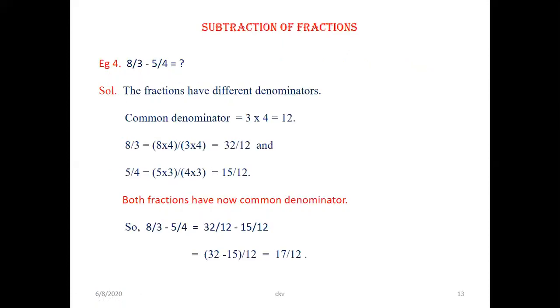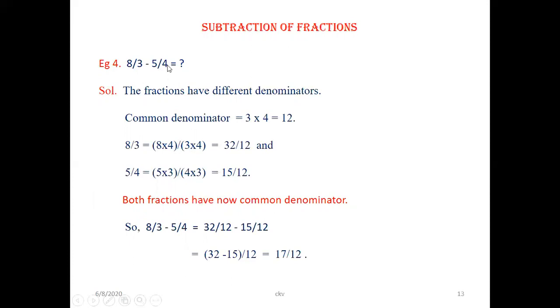Now let us move to the next case, where you are again finding the difference of two fractions, that is, subtraction of 5 by 4 from the fraction 8 by 3. Here 8 by 3 is a fraction whose numerator is 8 and denominator is 3, whereas in the fraction 5 by 4, numerator is 5 and denominator is 4. Now you are finding the difference. What do you have to do? You have to have the same denominator, whether it is addition or subtraction. So for that, what you have to do?